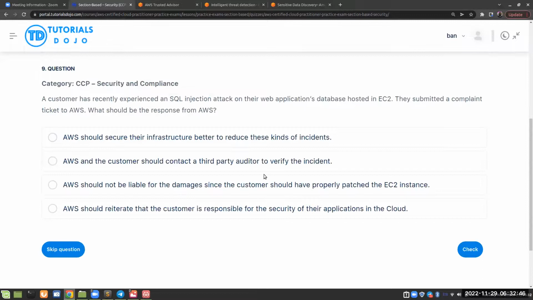Okay, let's continue. This is still for Team Lawil. I know there are 4 of you. The next person should take this. A customer has recently experienced an SQL injection attack on their web application database hosted in EC2. They submitted a complaint ticket to AWS. What should be the response from AWS?